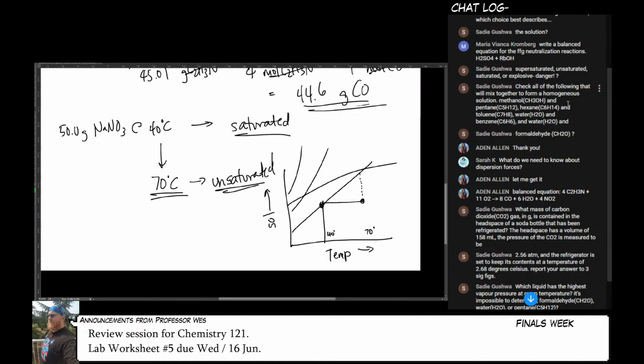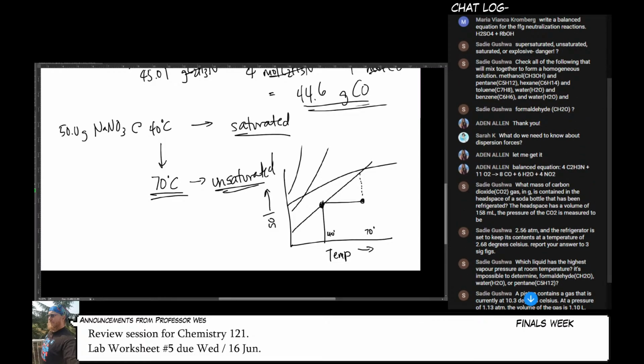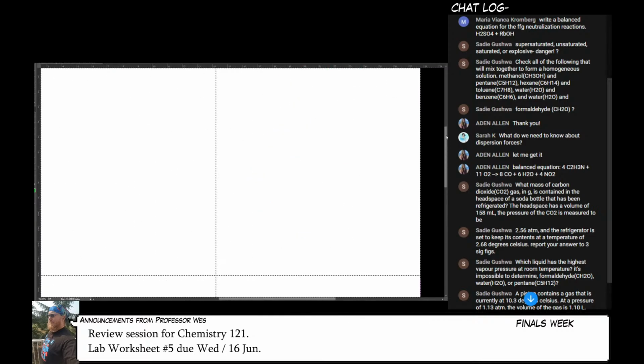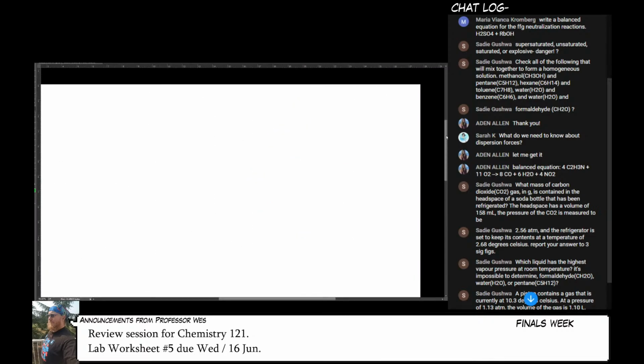All right. Check the following that will mix together. So for the mixing one, remember that the entirety of the solubility chapter revolves around like dissolves like. And so that means polar plus polar mix, and so do nonpolar plus nonpolar.